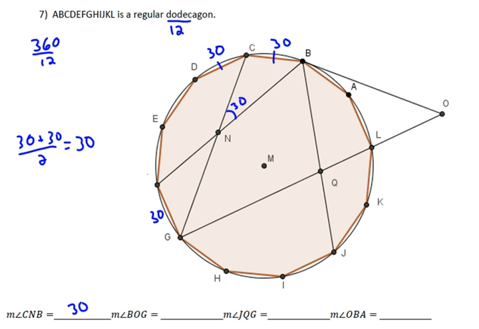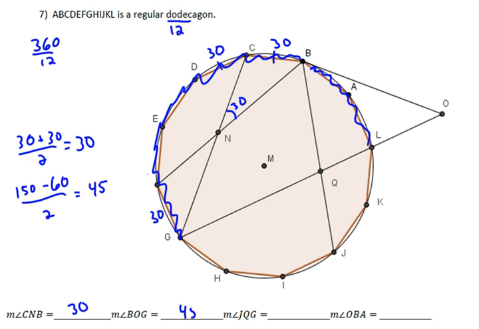If we look at BOG, since we have a tangent line, OB, then that means that we have an angle outside the circle, which means we have to subtract the intercepted arcs. The intercepted arcs are GB, which are 5 of our congruent arcs, and so that's going to be 150, so it's going to be 150 minus the other intercepted arc, which is 60, and then divided by 2, which would give you 90 divided by 2, or 45. And so BOG is 45.